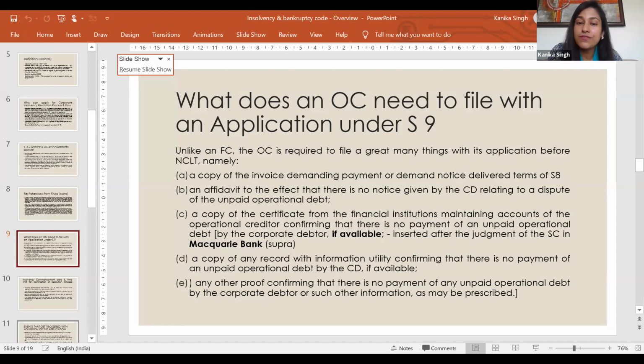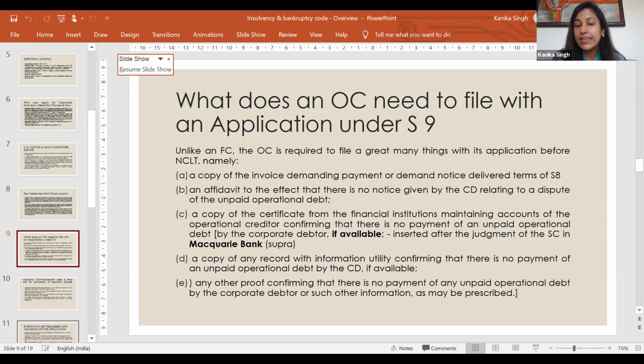The second thing that he needs to file is an affidavit to state that he has not received any notice from the corporate debtor with regards to dispute. The third thing that he needs to file is a copy of the certificate from any financial institution maintaining its accounts to show that there is no payment of operational debt by the corporate debtor. And the words now are important: if available. Here, what this basically means is that earlier the requirement was that you had to file with your application a copy of the bank statement of your bank to show that you have not received any payment of the debt.